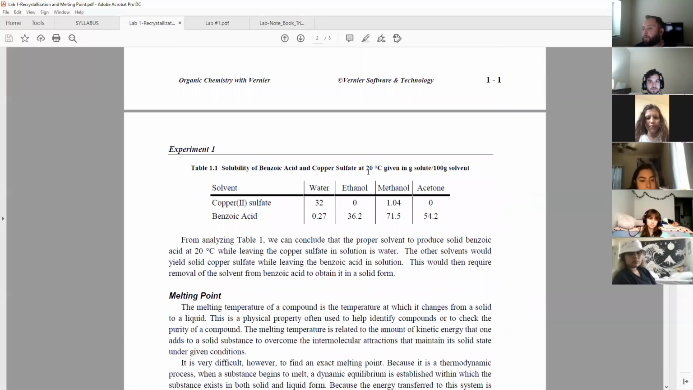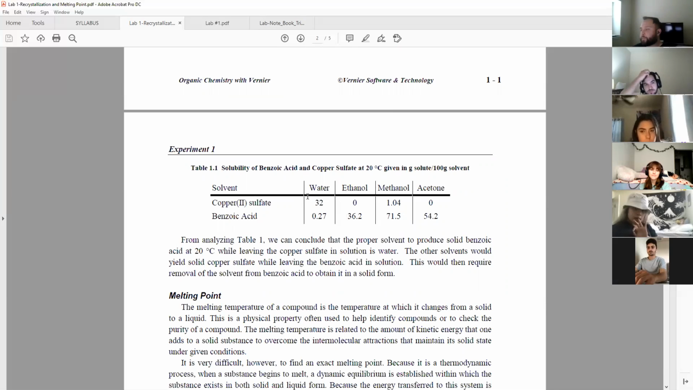So for example, this chart. One of the things they talked about in the video was that you want to choose the correct solvent. Let's say hypothetically you didn't know already which one you would pick. You would find a chart like this, or Google it, look at an MSDS, stuff like that, and look at the solubility of what you have in different solvents.